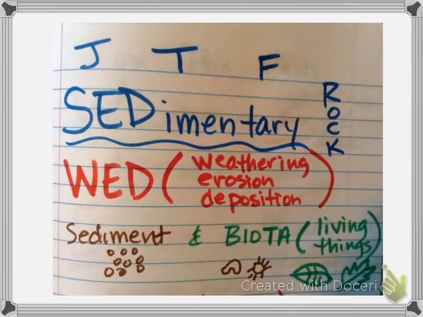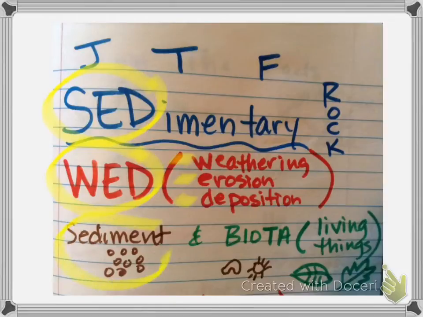The process that forms sedimentary rock is weathering, erosion, and deposition. And one way you can remember that is sedimentary and wed, sed and wed, wed meaning weathering, erosion, and deposition. Okay, so sedimentary rock comes from weathering, erosion, and deposition. Think about sediment. Weathering creates sediment, erosion moves sediment, deposition sets down sediment.